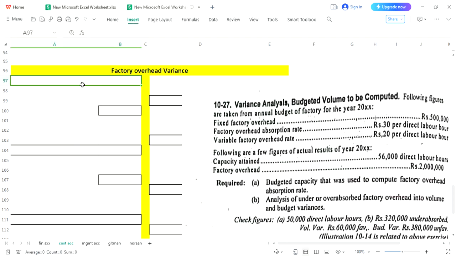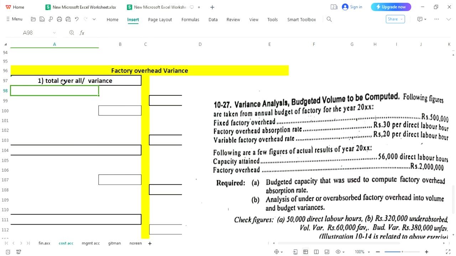The first step is to calculate our total or overall variance. This is the first thing which you will calculate. It is also called total variance or overall variance. Okay, how would you calculate your total or overall variance?